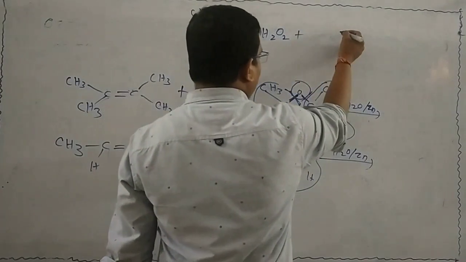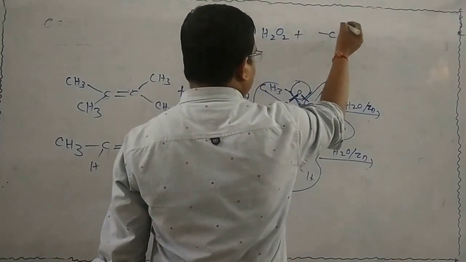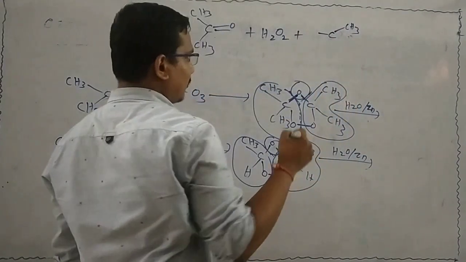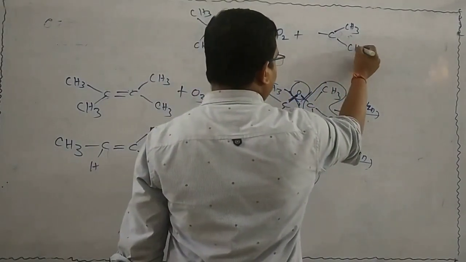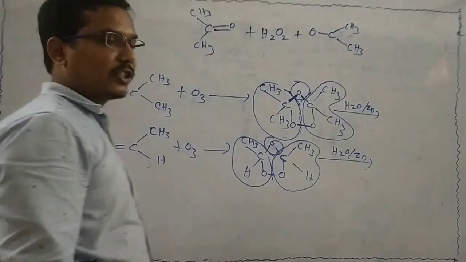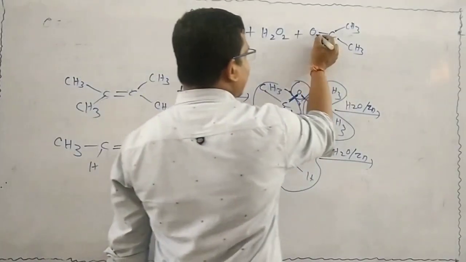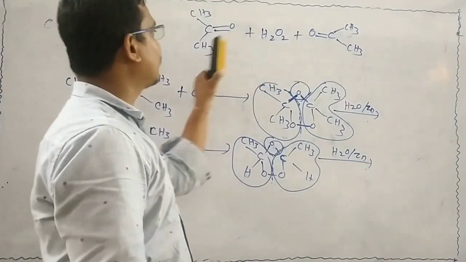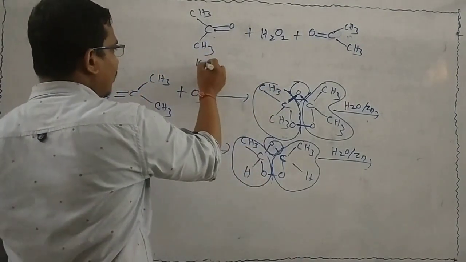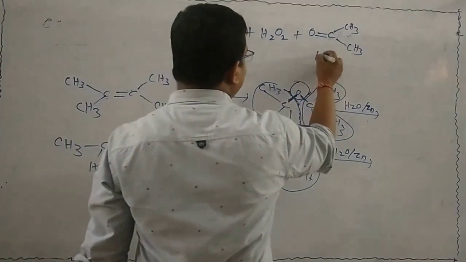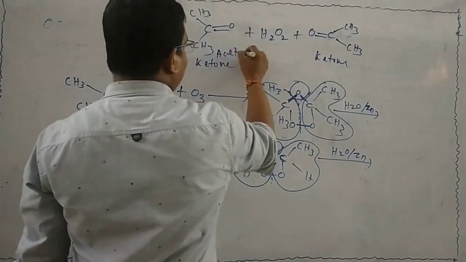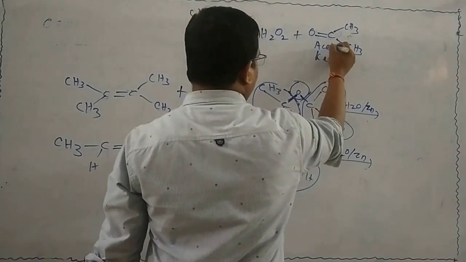The third part is CH3, CH3 and a bond. This is also unstable. Make it double. This is a stable product. That means two ketones are formed. Here, two similar ketones are formed. This is said to be acetone, and this is also acetone.